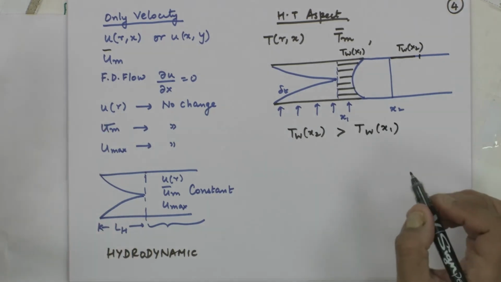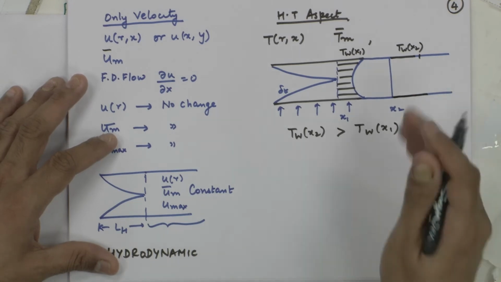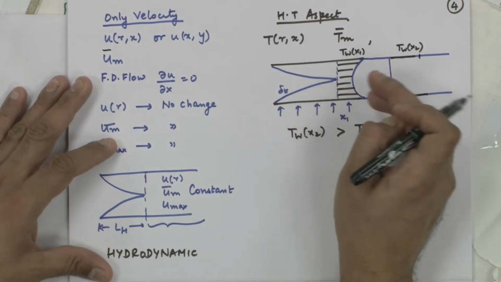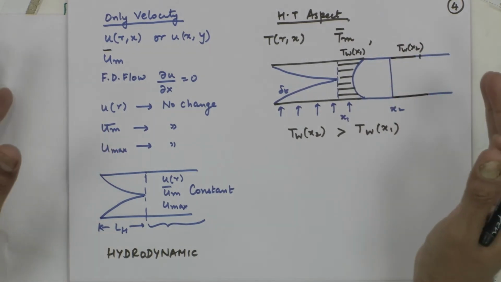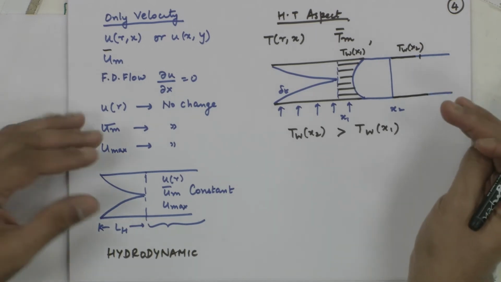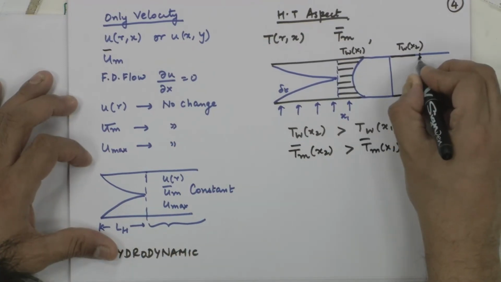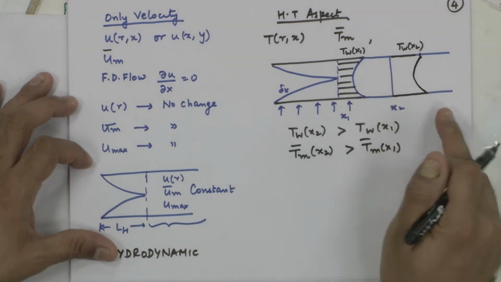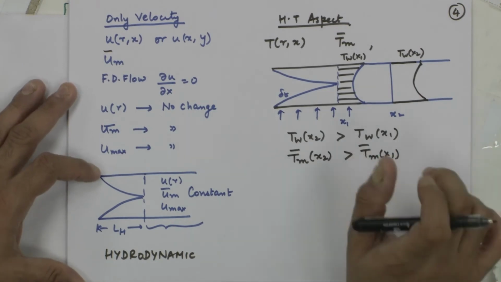T wall at x2 is greater than T wall at x1. Everybody, I hope, can understand this. This is something very important. You have to make it clear. How do you get this? A fluid comes in at 30 degrees at this location. You add heat to it, at the next location its temperature is going to be greater than 30 degrees. So, the wall temperature is changing, the temperature at every point is changing, and the bulk mean temperature also is changing. So, T bulk mean of x2 is greater than T bulk mean of x1. The profile may look similar, but not the same profile.